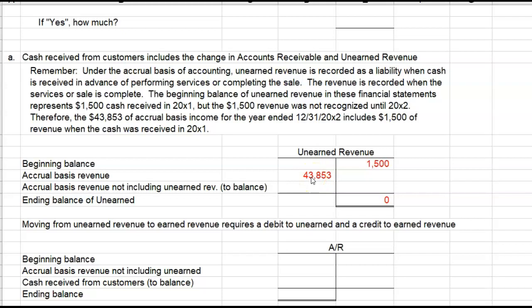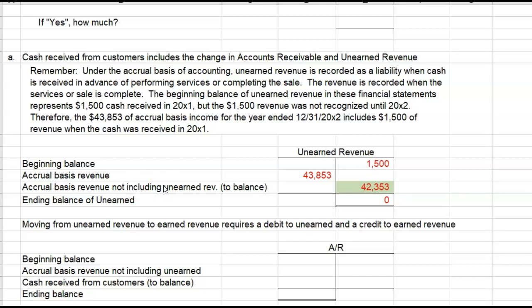Now all we need to do is calculate what it takes to make this T account balance. $1,500 credit minus a $43,853 debit minus something or plus something equals 0. And that something is a $42,353 credit. That represents accrual basis revenue that does not include any unearned revenues.